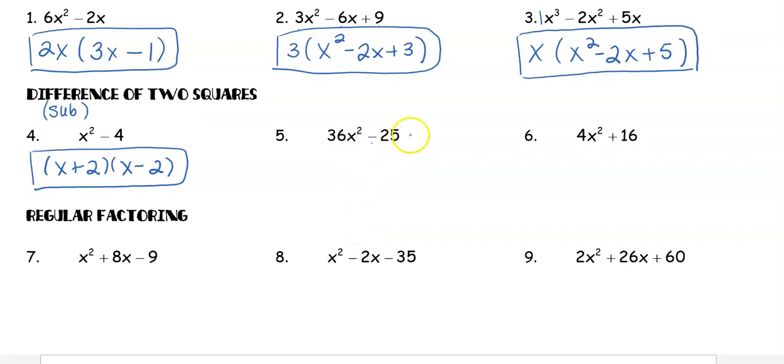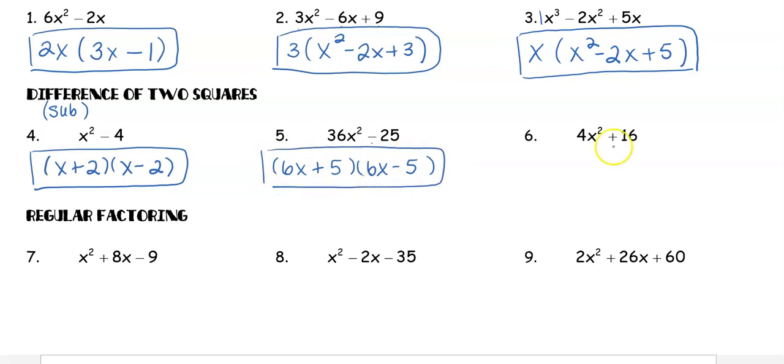So if I go to number 5, the difference of 2 squares, we've got subtraction, we've got 2 terms. 36x squared is a perfect square. 25 is a perfect square. So we get this all set up for us. The square root of 36x squared is 6x, so that's our first term. The square root of 25 is 5. And then we just make one a positive, one a negative, and we are done there.